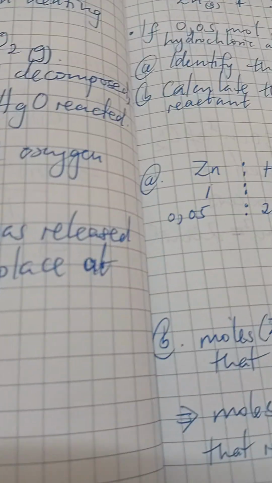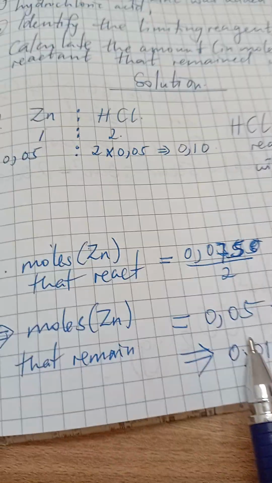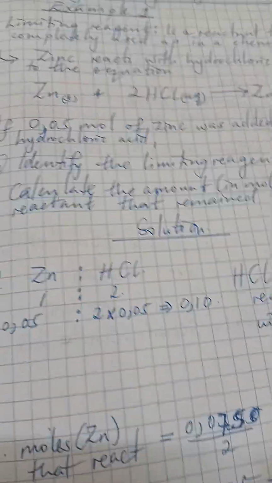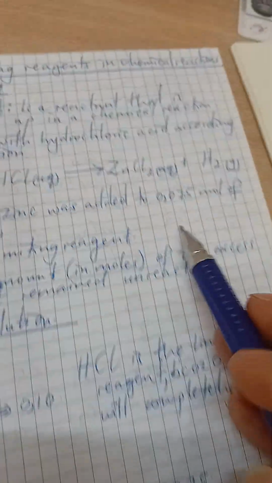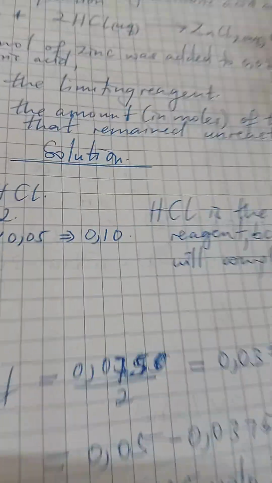So to find the number of moles which remain unreacted, we now subtract the number of moles of zinc which react with the hydrochloric acid from the added number of moles of zinc. Then after finding the difference, we get 0.0125 mol of zinc. Okay, so that's how we find the number of moles of a limiting and an excess reagent in a chemical reaction.